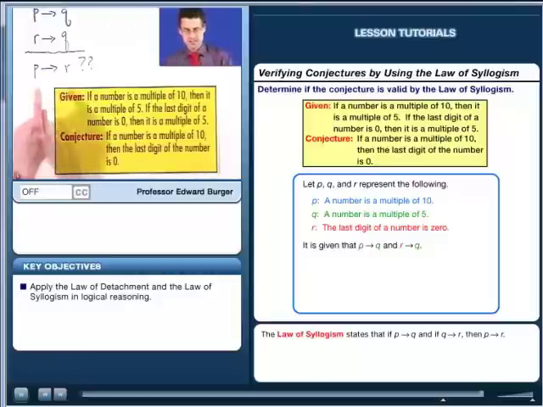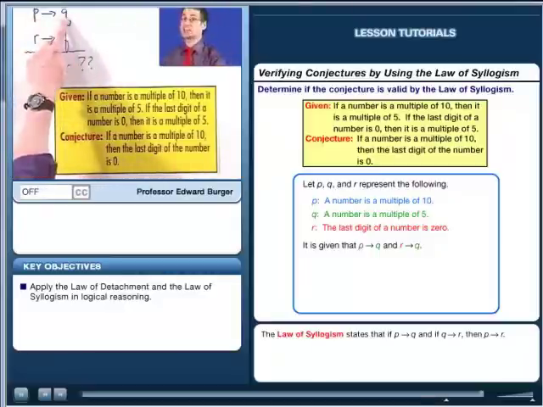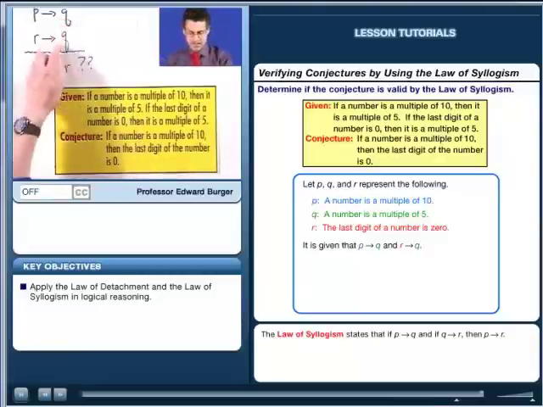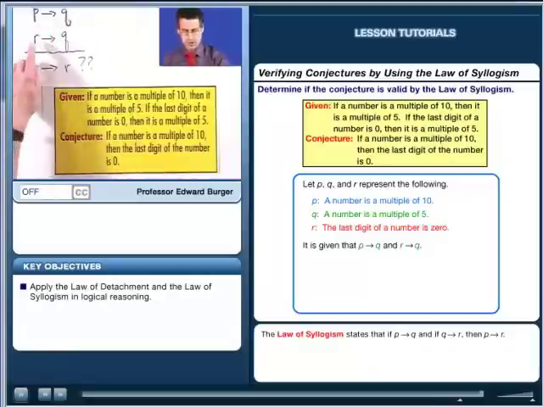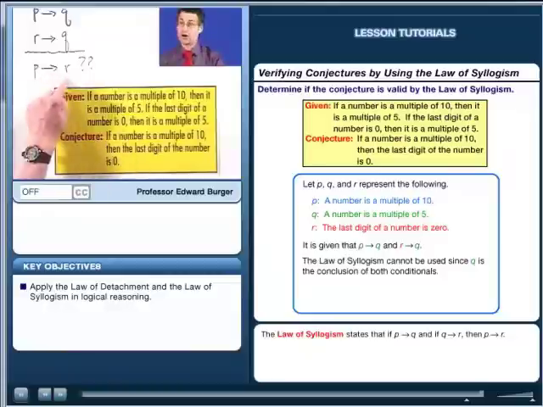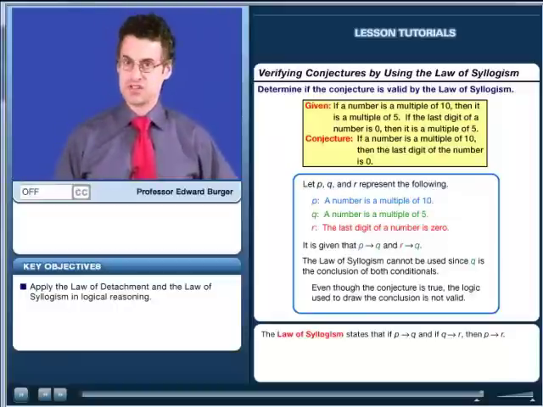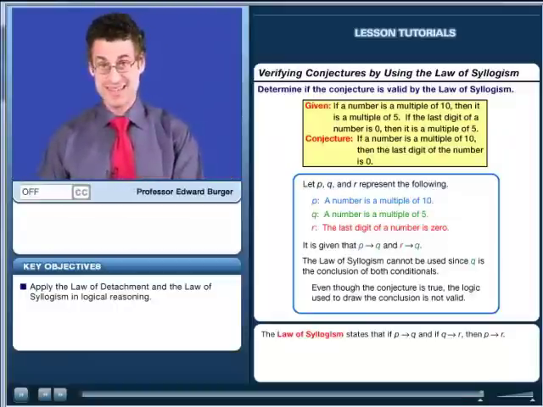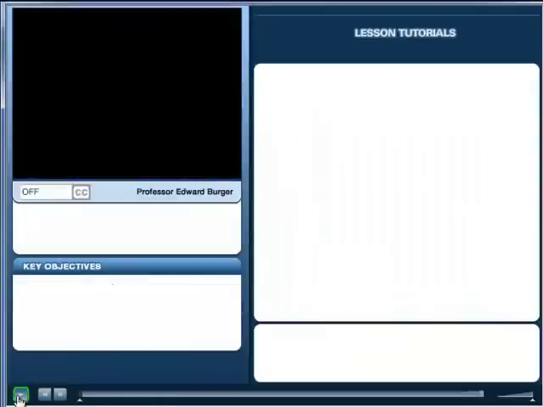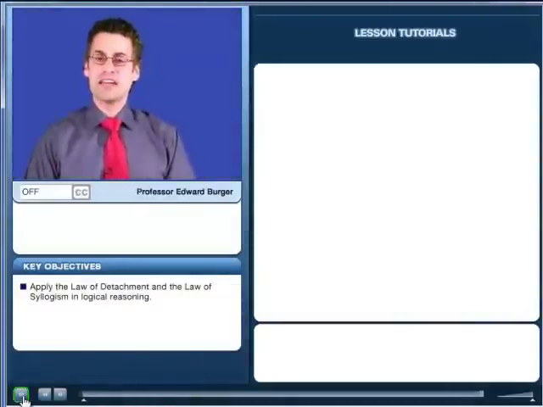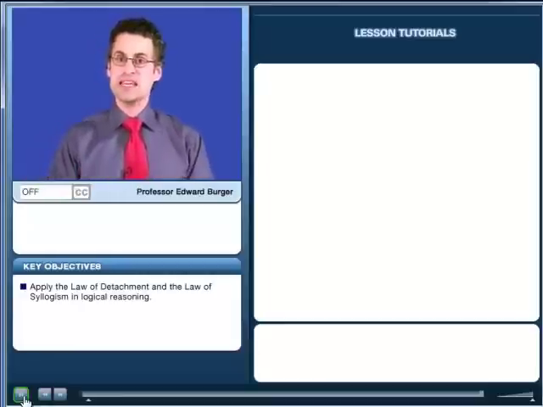Well, we can't conclude it by just using the law of the syllogism. No, because the law of the syllogism says that if you know that P implies Q and Q implies something else, then we can conclude that P implies the something else. But in this context, we can't do that. P implies Q, R implies Q, but we don't know anything about how P implies R. So we can't use the law of the syllogism to verify this. Maybe we can verify this in some other way, but not using the law of the syllogism, which is what we were asked. Neat.